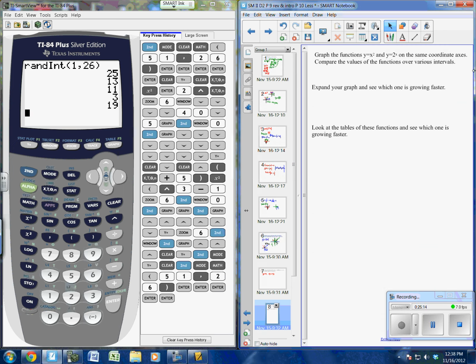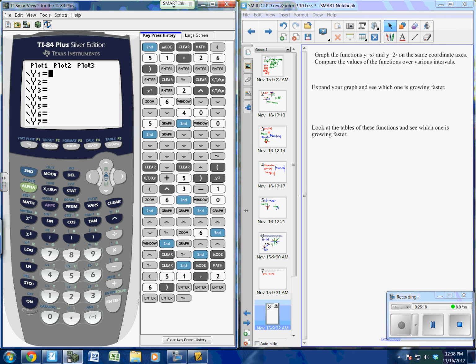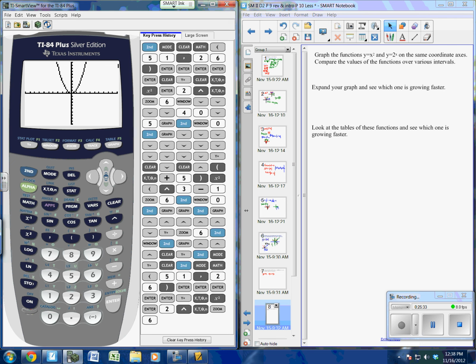So I want everybody to go to your y equals screen. And you're going to put x squared and 2 to the x into your calculator. And you're going to hit zoom 6. Zoom 6. Now, if you look at this, we want to know which one's faster.